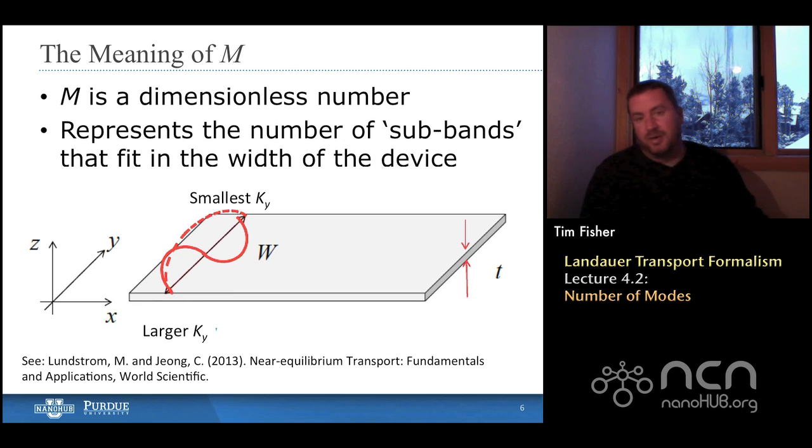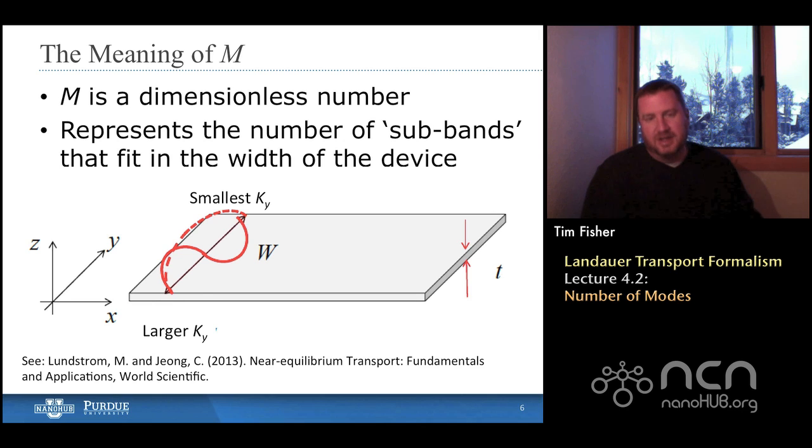Even though it has components that have dimensions to it, it is a dimensionless number. And what it really represents is the number of bands that fit into the width of the device. What are bands that fit in the width of a device? Well, the cross-directional carriers have to be able to fit in terms of they have to have their wavelengths fit into this width. But we could have multiple of those.